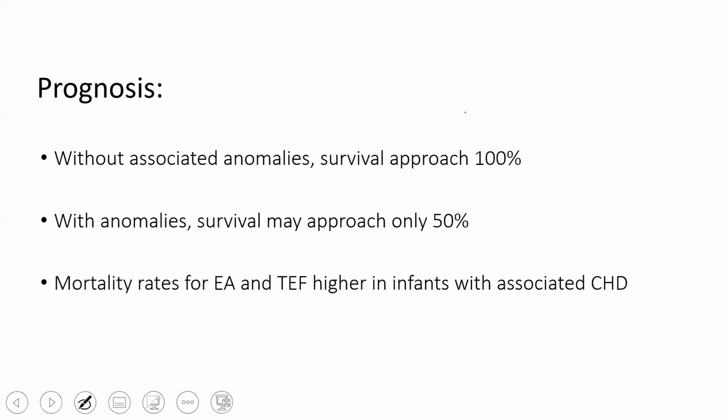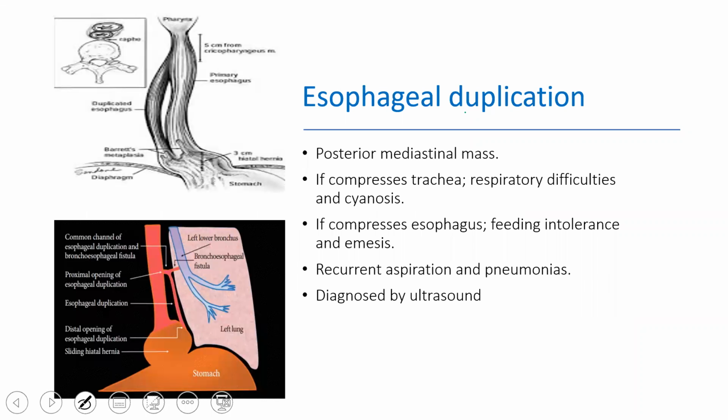The prognosis: survival is up to 100% if there are no associated anomalies. So the prognosis mainly depends on whether there are anomalies or not, and whether among those anomalies there is congenital heart disease, complex heart disease. The higher mortality is associated with congenital heart disease. So if there are anomalies, the survival might be only 50%. If there are no anomalies, then it is 100%, a good prognosis.